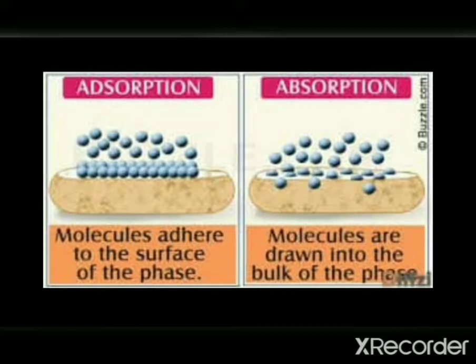You are quite familiar with the process absorption. For example, if a few drops of water are put over a sponge, you know that water will go into the bulk of the sponge. It is not that water will remain only on the surface of the sponge. Since water gets into the bulk of the sponge, we say that water gets absorbed by the sponge. But in the case of adsorption, the molecules will get accumulated only on the surface. It will not go into the bulk. So adsorption is a surface phenomenon.